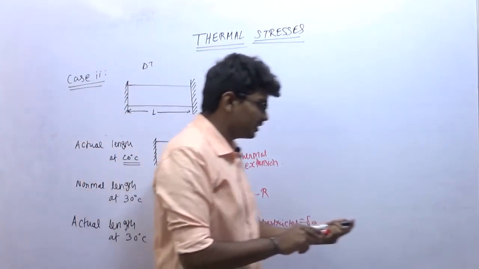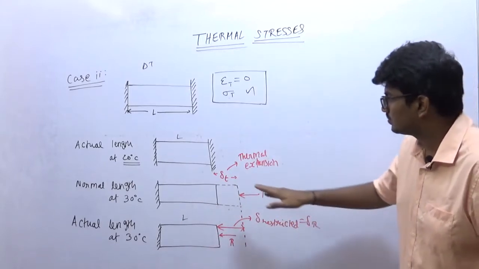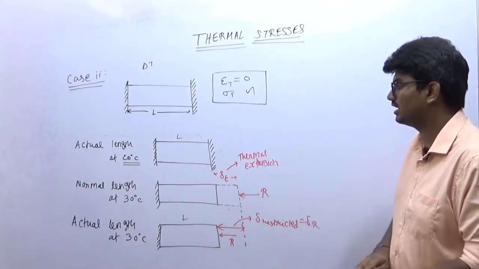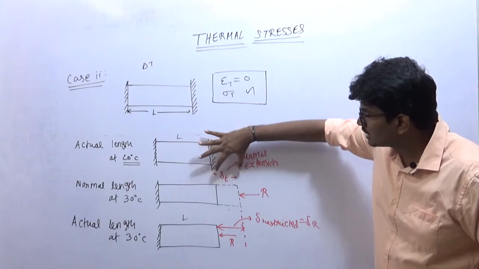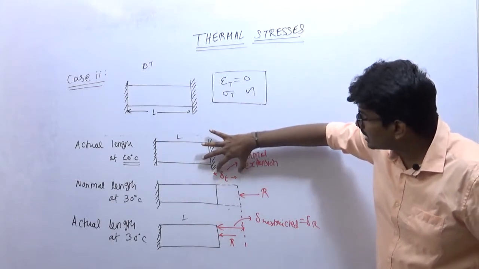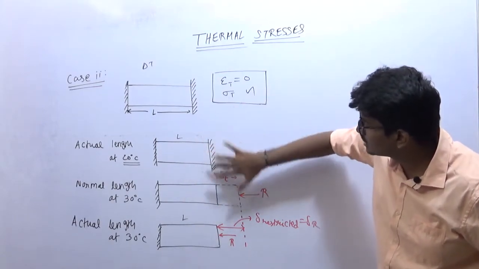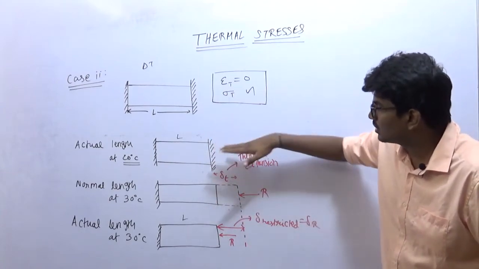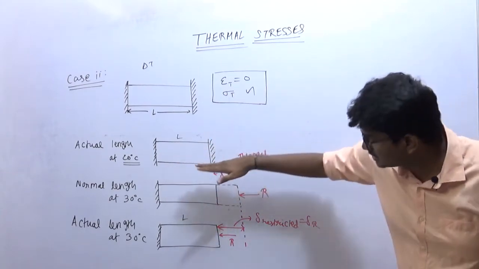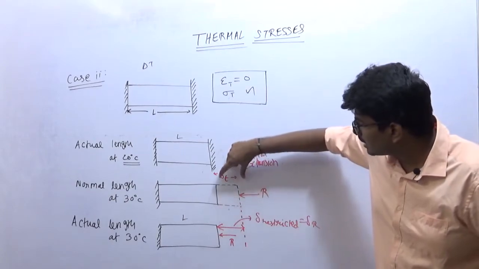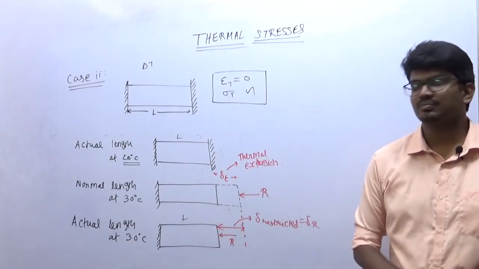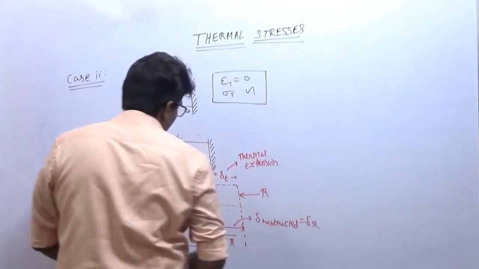Listen, delta T is the normal length change at 30 degrees due to thermal expansion, but that thermal expansion is restricted by this fixed support, and this fixed support is offering a compressive reaction force that is decreasing this delta T. Okay, that's it, the problem has been done.